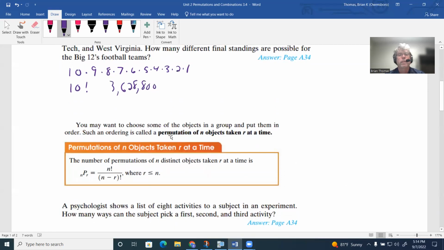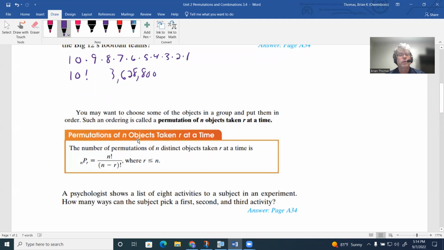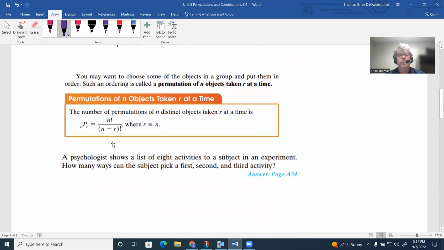There's also a permutation where you have n objects taking only r of them at a time. So you may want to choose some of the objects in the group, but not all of them, and you want to put them in order. So this is where you get into some ranking. A psychologist shows a list of 8 activities to a subject in an experiment. How many ways can the subject pick first, second, and third?